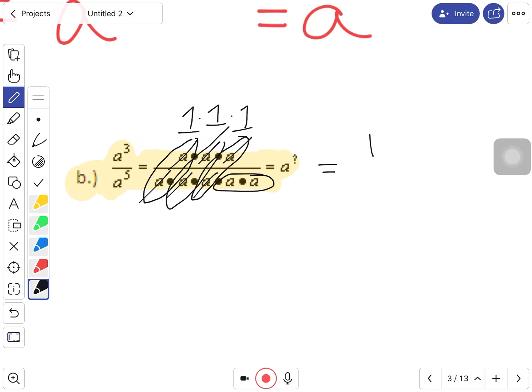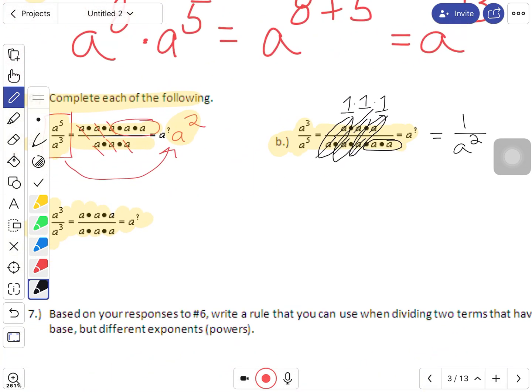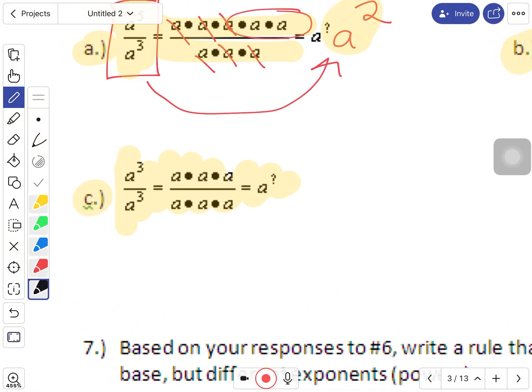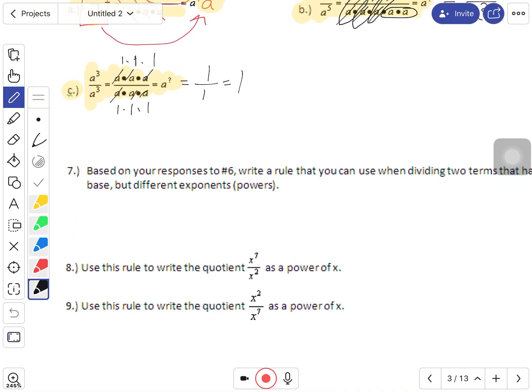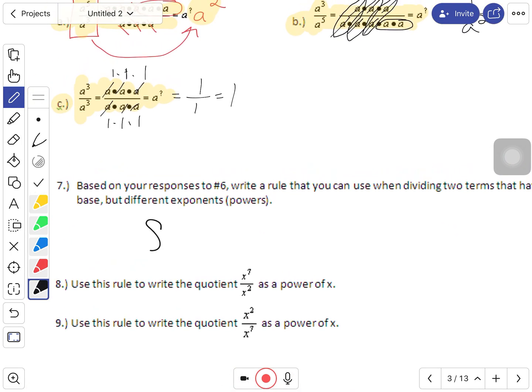So 1 times 1 times 1 on the top is 1. And you have a squared on the bottom. So we never have a fraction without a top on it. So what we end up with here is 1 over a squared. And then in part C, those things take each other out. So if these all turn into 1s when we put slashes through things, we basically have 1 over 1, which is 1. So what can we observe from this? Well, basically it's as easy as subtracting the exponents when they do battle.